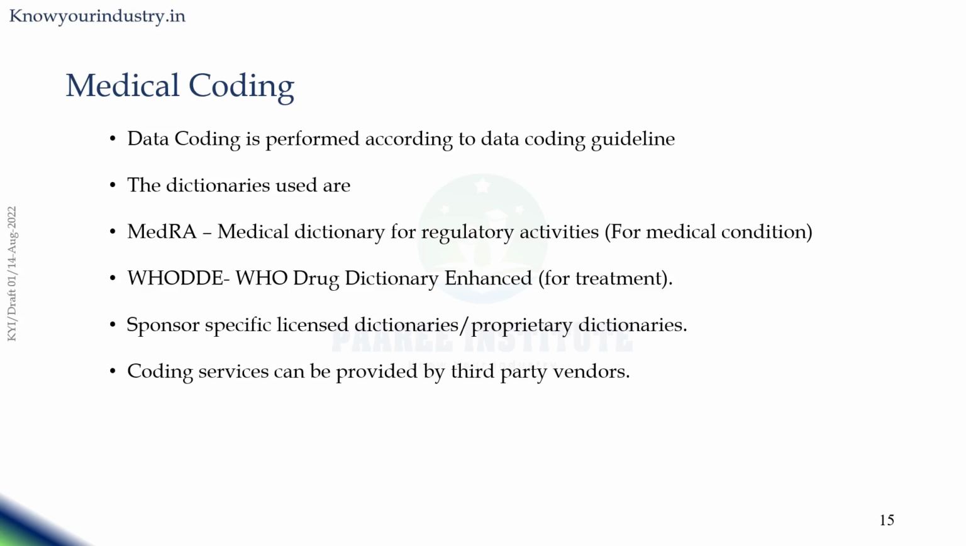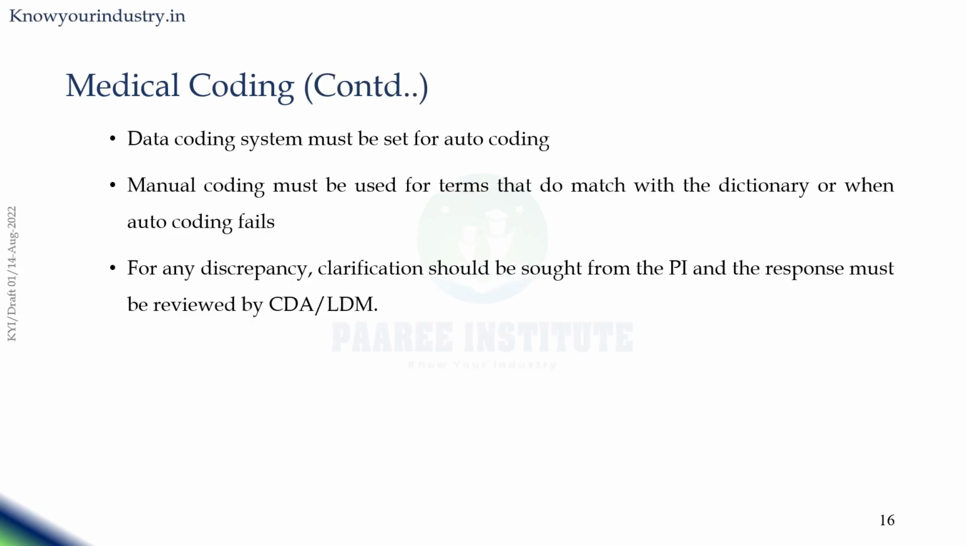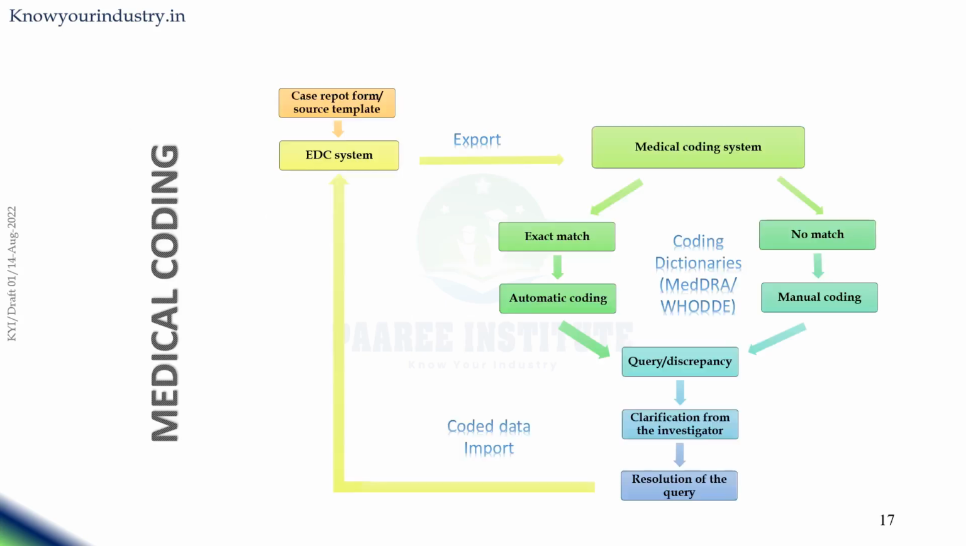Coding services can be provided by third-party vendors also. The data coding system must be set for auto-coding. Manual coding must be used for the terms that do not match with the dictionary or when auto-coding fails. Any discrepancies or clarification should be sought from the PI, and the response must be reviewed by the CTA or DM. So how does the process occur?